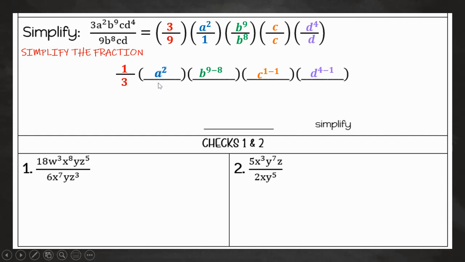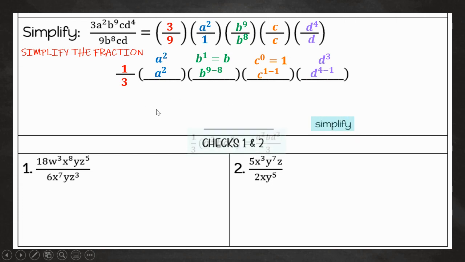So a squared is already simplified. There's nothing to do there. B to 9 minus 8, that's going to become b to the first power, which we are not going to write that exponent of 1. It's just implied, so it's going to be just the letter b. C to the 0 power is going to be 1. We should remember that from our pre-algebra or other previous math classes. And d to the 4 minus 1 simplifies to be d to the 3rd. Now I'm just going to write them all together.